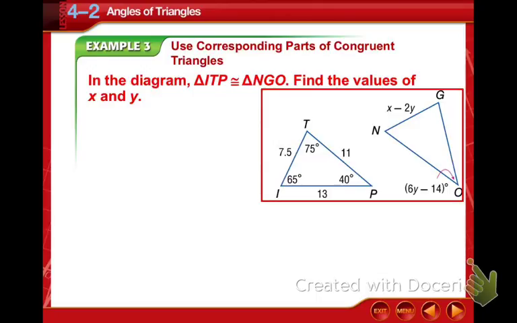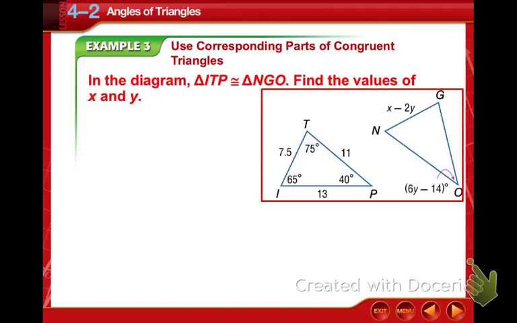And same with angle P. Angle P matches up with angle O. Angle O is 6y minus 14. Angle P is 40. So all we have to do is set those equal to each other and find y, and then we'll use y to find x.